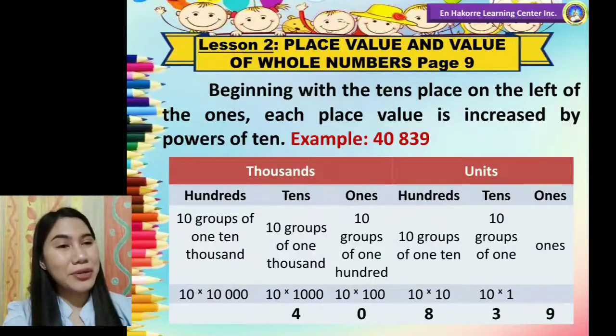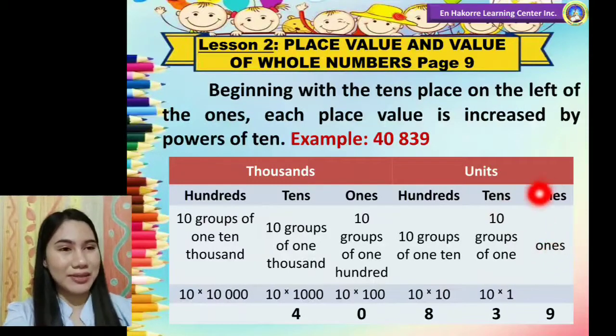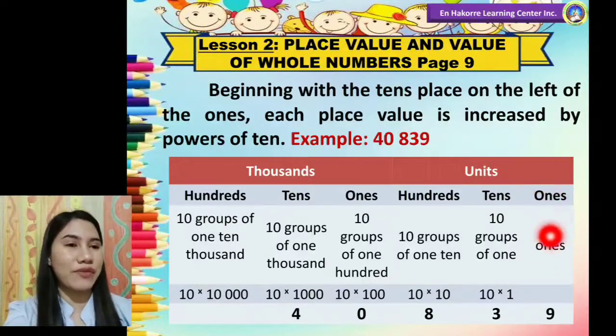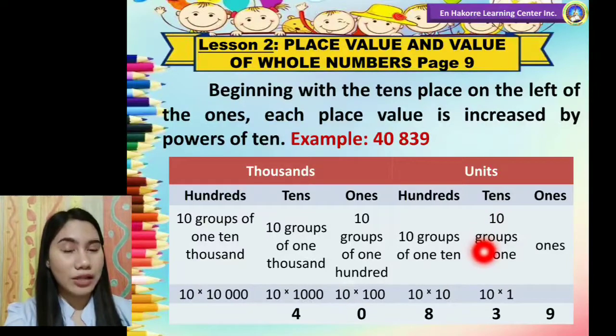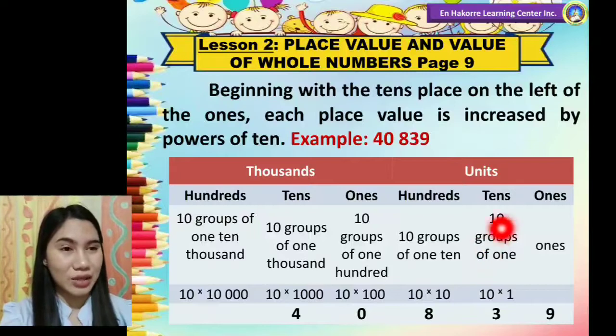In ones, you only have ones, a single number. The equivalent of ones here is the real number. In tens, there are 10 groups of 1. If there are 10 groups of 1, that is equivalent to 10. That is why it is the tens place.